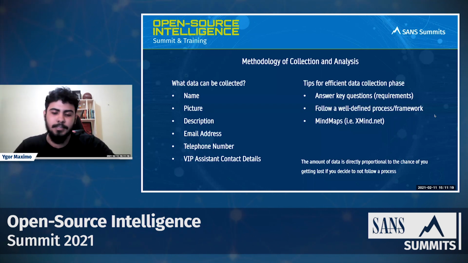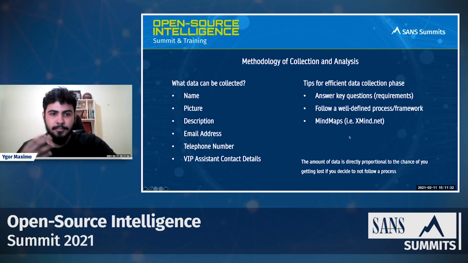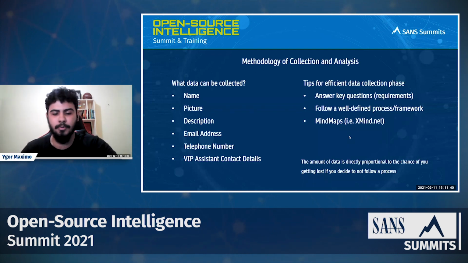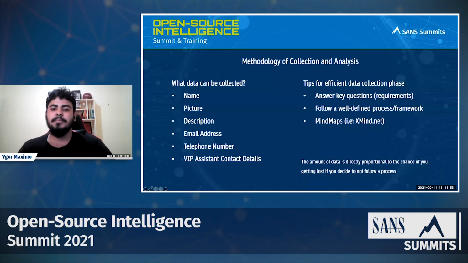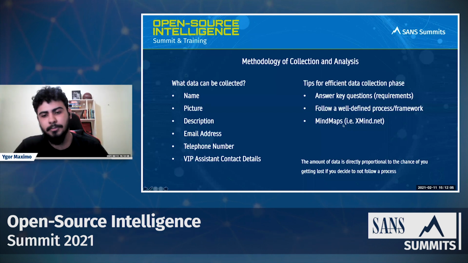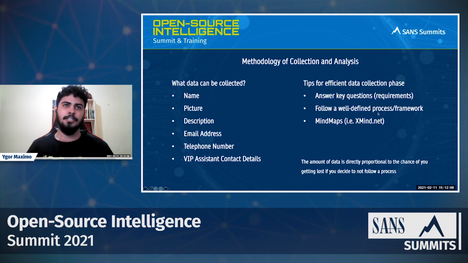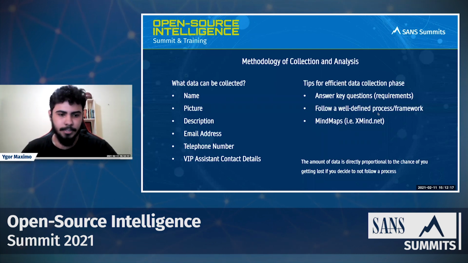Okay, one thing I like to say, which is actually written here, is that the amount of data is directly proportional to the chance of you getting lost if you decide not to follow the process. It basically means that the amount of data on the internet is huge. If you're looking for something pretty generic and you do not follow a process, you will get lost easily and will not manage to find what you're looking for. One thing that I love to do, not only for investigations but for a lot of things I have to decide, is use a mind map. There are a lot of mind map tools on the internet to download freely. I specifically use Xmind. It's very important to me because I turn my thoughts into a mind map, and I can process data a lot more easily. Okay.